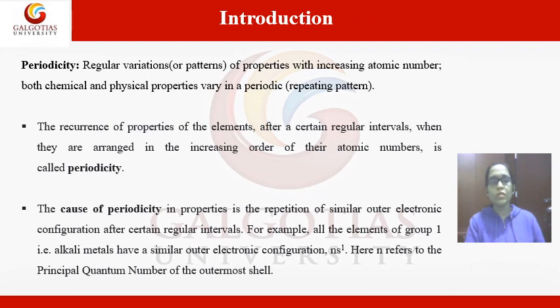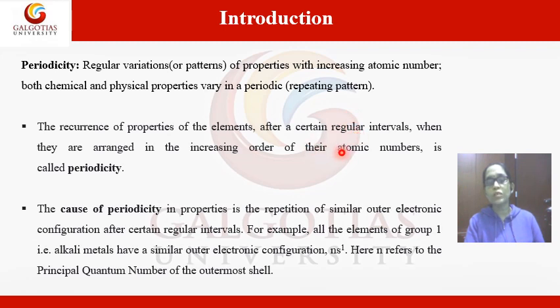In the periodic table, there are 7 rows known as periods and 18 columns known as groups. The elements are arranged in increasing order of their atomic number, which is Moseley's or the modern periodic law. So what is periodicity? That is the regular variation of properties with increasing atomic number. That means both physical and chemical properties of the elements vary in a repeating pattern. This is the reoccurrence of properties of the elements after certain regular intervals when they are arranged in increasing order of their atomic number.